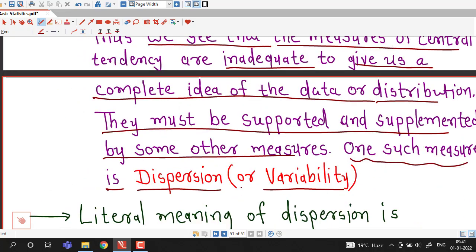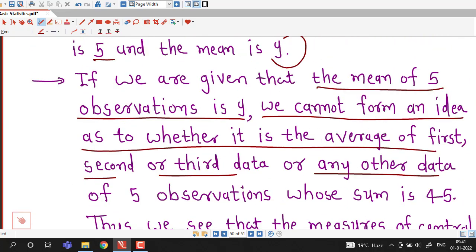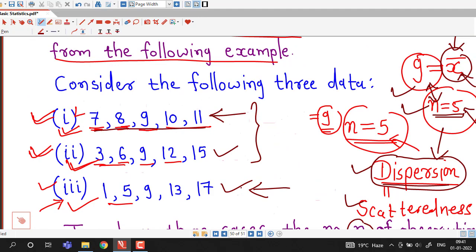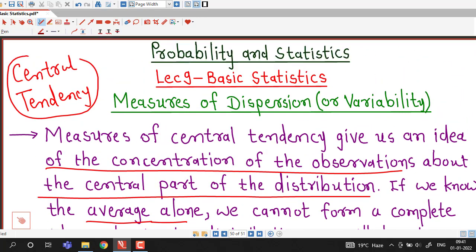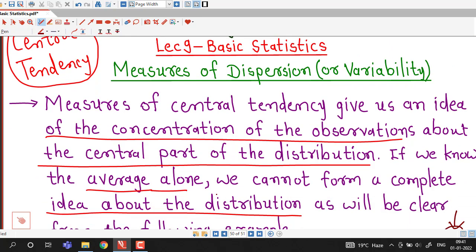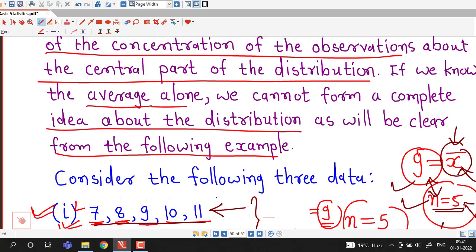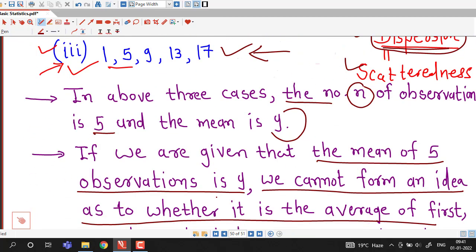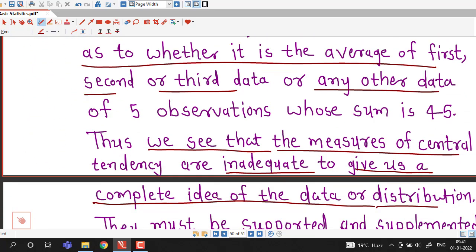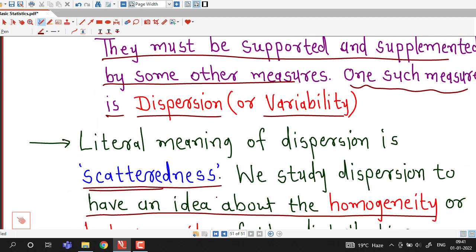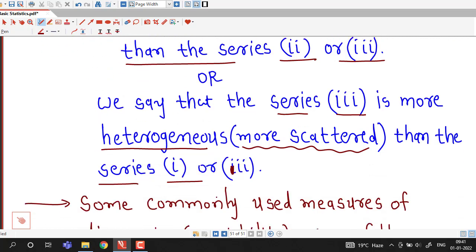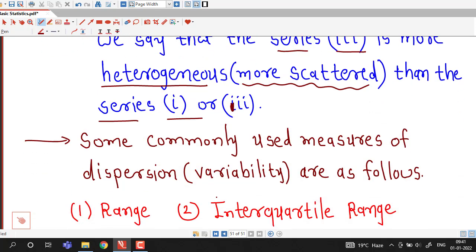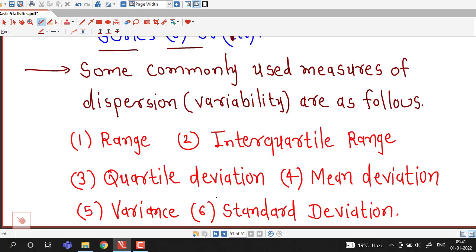So this is the idea of why we study measures of dispersion and why measures of central tendency are not enough to give an idea about the given data or distribution. Measures of central tendency must be supported by other measures, and one such measure is the measure of dispersion. We have several commonly used measures of dispersion which we have listed here.